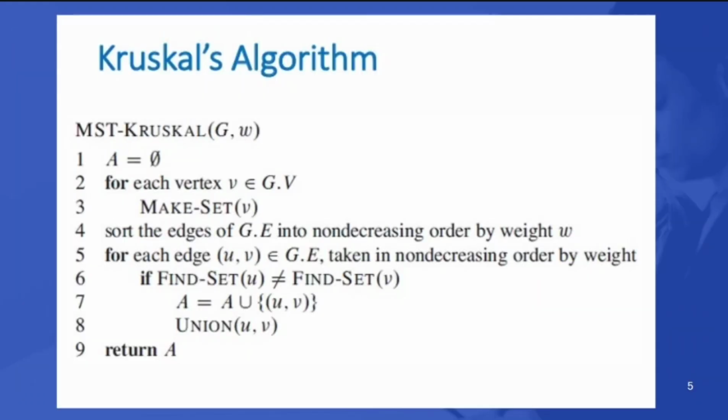Hello everyone. Let's see the Kruskal algorithm. First of all, initialize the empty set as A and initialize each vertex as a singleton set using the for loop. Then sort the edges in the graph in increasing or non-decreasing order by their weight. And for each edge in the graph, take the source and destination vertices, denoted as u comma v.